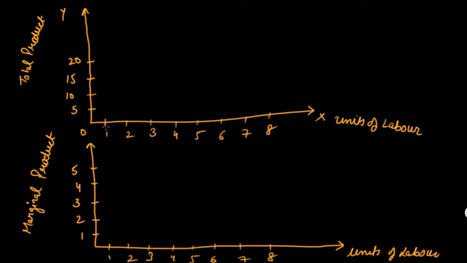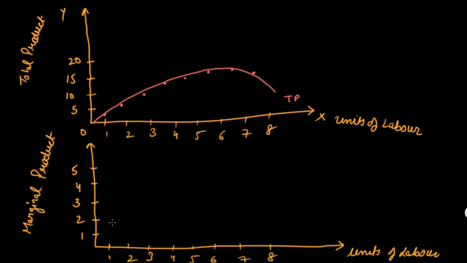At 1 unit of labor, your total product was 2. At 2, your total product was 5. At 3, it was 9. At 4, it was 12. At 5, it was 14. At 6, it was 15. At 7, it was 15. At 8, it again became 14. So this is your total product, right? Let's now plot the marginal product.